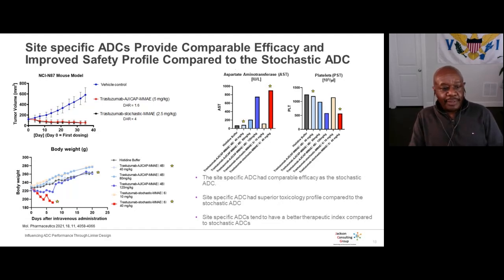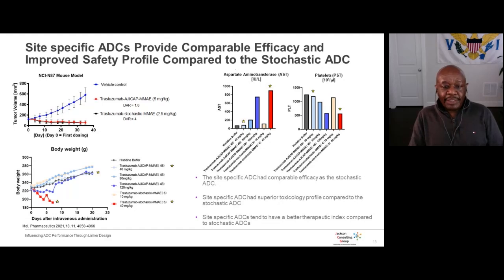What about toxicity? In terms of toxicity, what we see is that at 40 mg per kg, using the stochastic conjugation methodology, you have a significant loss in body weight. And with the site-specific conjugation, you don't see that, right? And then, of course, looking beyond body weight as a surrogate for toxicity, there are specific markers of toxicity you can use in your evaluation as well. One is AST. AST is a marker commonly associated with liver toxicity, and the loss of platelets is commonly associated with thrombocytopenia.